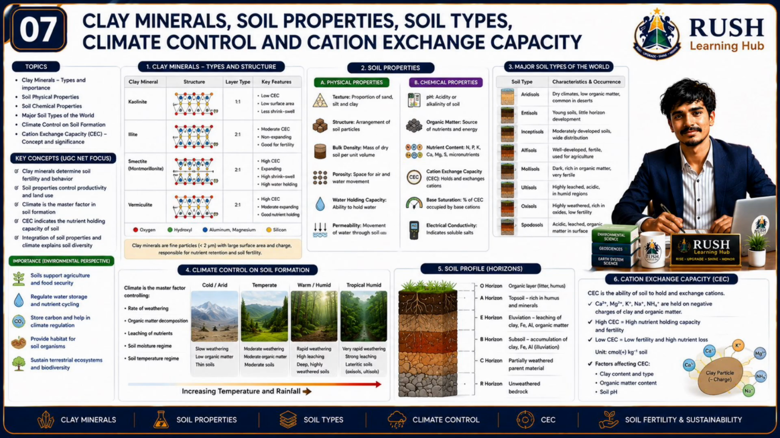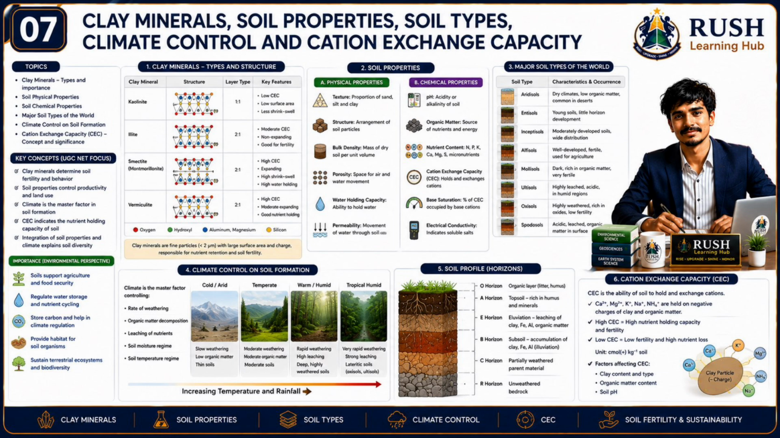Now let us discuss soil properties. Soil properties are broadly classified into physical properties and chemical properties. The physical properties include texture, structure, porosity, permeability, bulk density, particle density, water holding capacity, and color. Soil texture refers to the relative proportion of sand, silt, and clay particles. Based on texture, soils may be sandy, silty, clayey, or loamy. Loamy soils are generally considered ideal for agriculture because they possess balanced proportions of sand, silt, and clay.